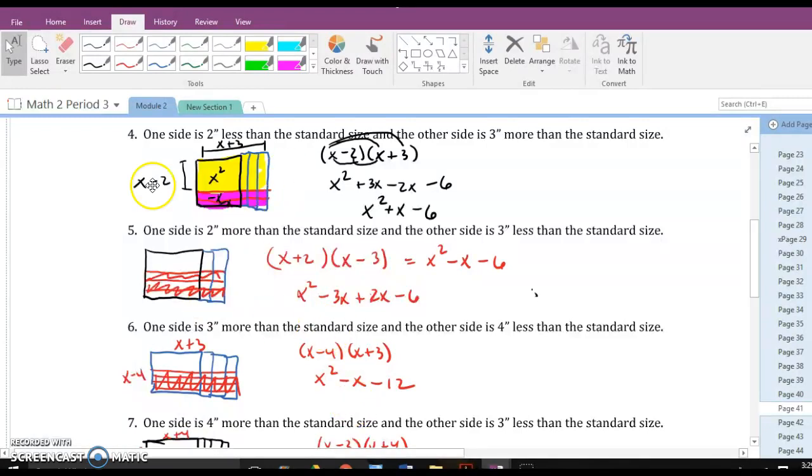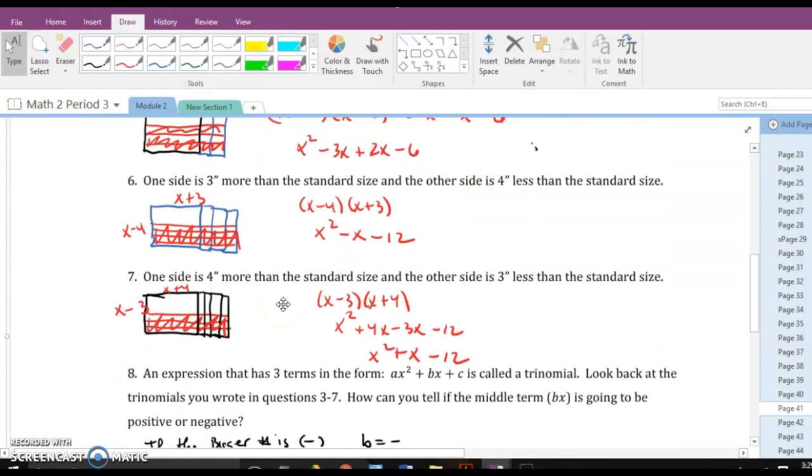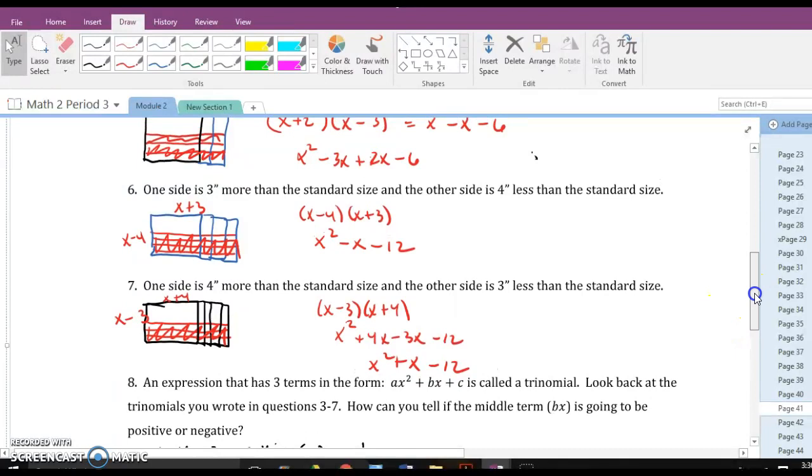So now, after doing all of that, question 8 says, an expression that has three terms in the form ax squared plus bx plus c is called a trinomial. Look back at your trinomials you wrote in 3 through 7. How can you tell if the middle term is going to be positive or negative? Pause the video, if you have not answered that question yet, and take a look at it.